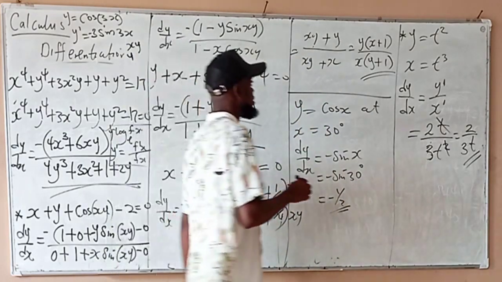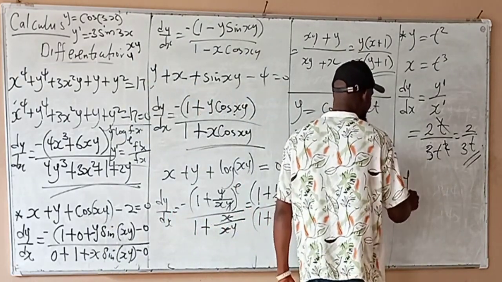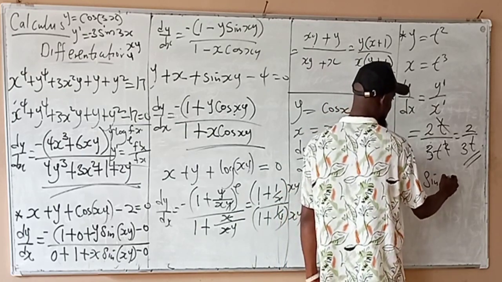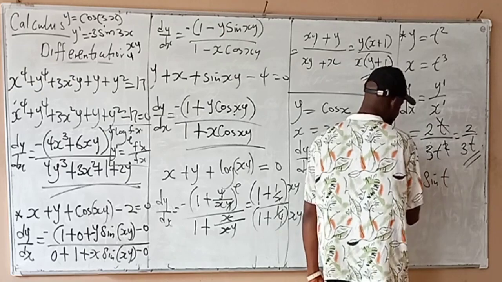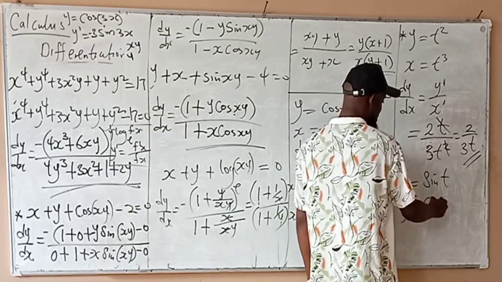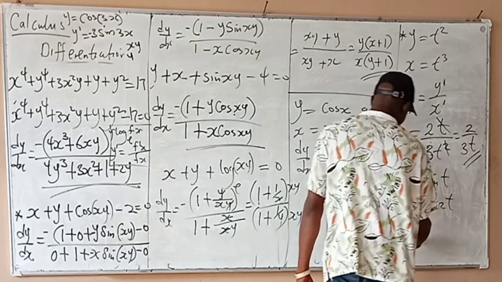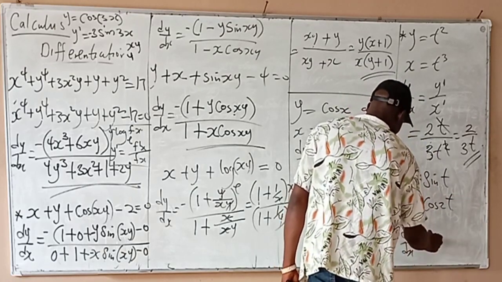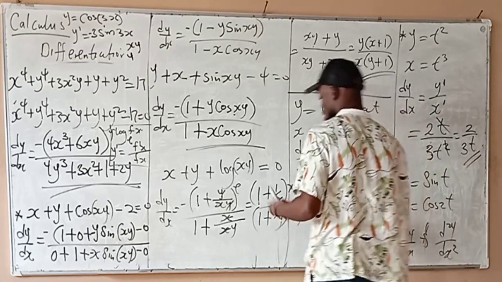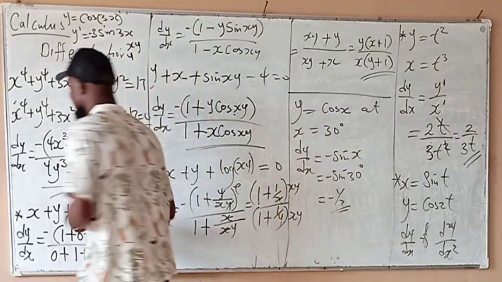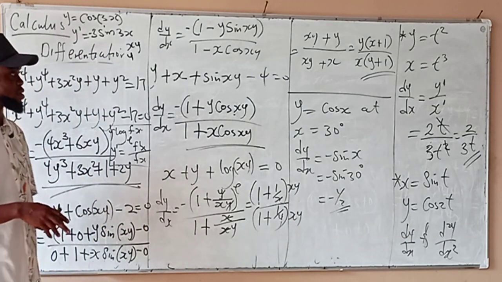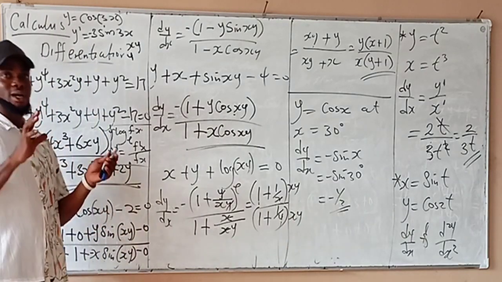So let's do another one. We have another question. Let's say x is equal to sine t and y is equal to cos 2t. What will be dy over dx and what will be d squared y over dx squared? Now let's look at that question to see what we are going to have.